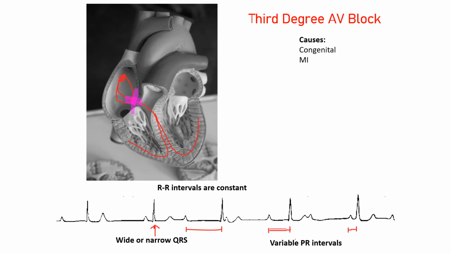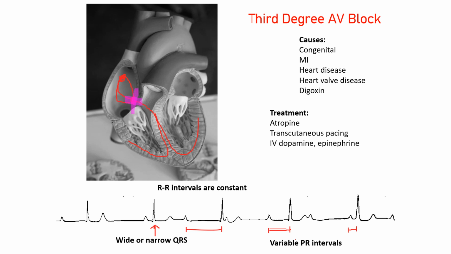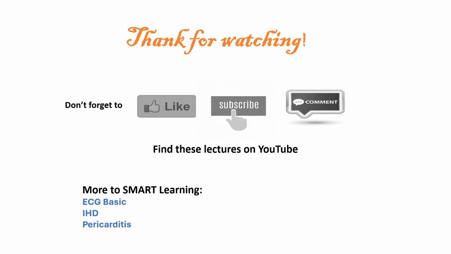There is no relationship between P wave and QRS complex. Causes are congenital, myocardial infarction, heart disease, valvular heart disease, digoxin. Treatment is atropine, transcutaneous pacing. If it fails, then IV dopamine or epinephrine. Long-term treatment is internal pacemaker.